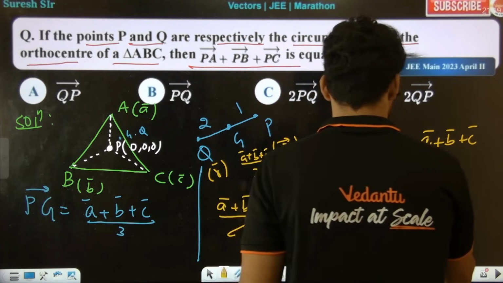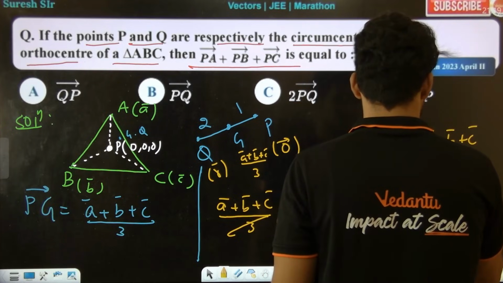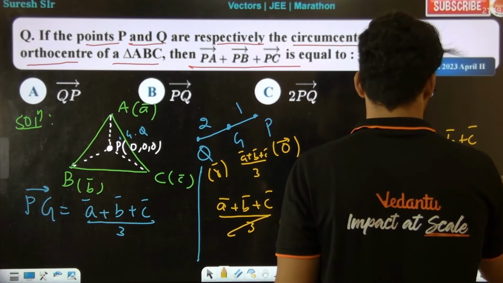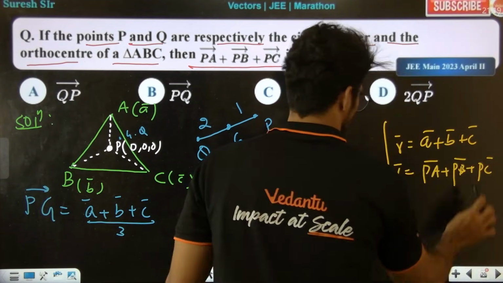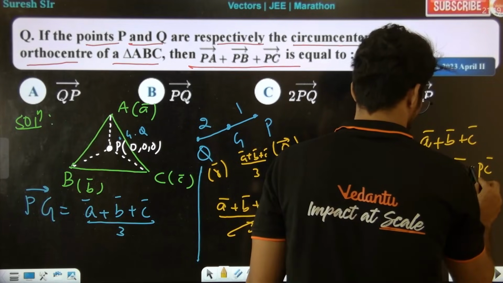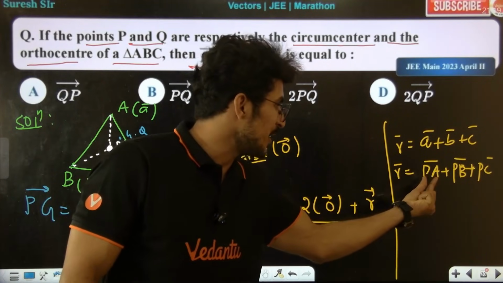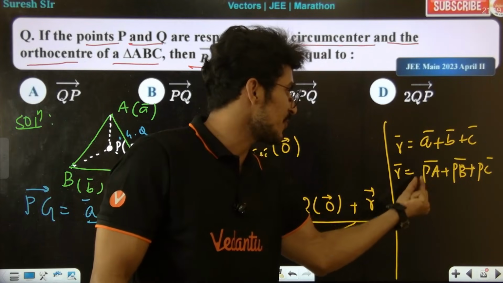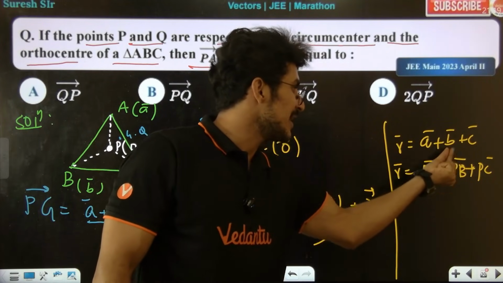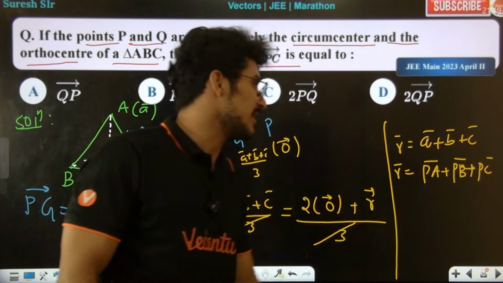R vector is nothing but PA vector plus PB vector plus PC vector. Let me write. So PA vector plus PB vector plus PC vector. Position of PA: position of A minus position of P, which is A. Position of B minus P, B. Are you getting the part? PC means C here.